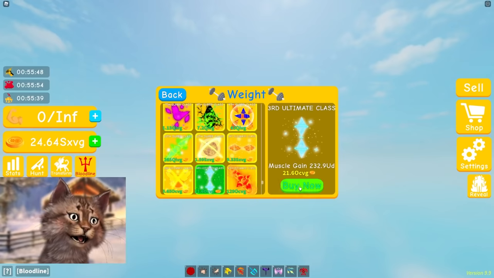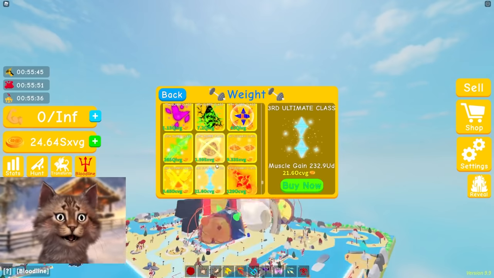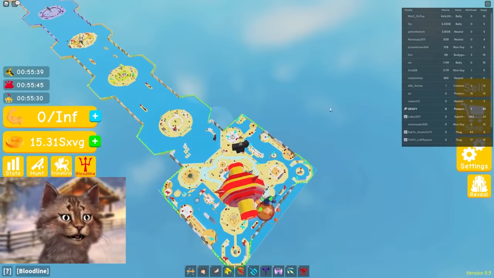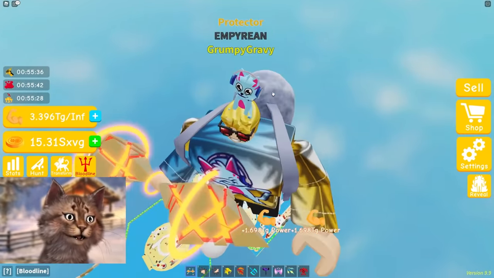All right, let's buy... I guess this one. Third, ultimate power. Okay, we can't afford it. Let's buy this one. First, ultimate power. Dude, we're already at first ultimate power. That's actually pretty OP, dude.